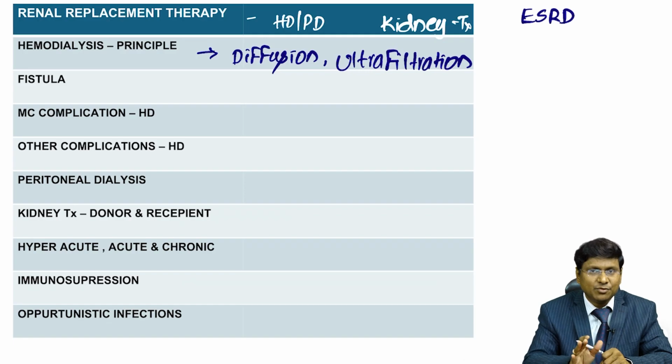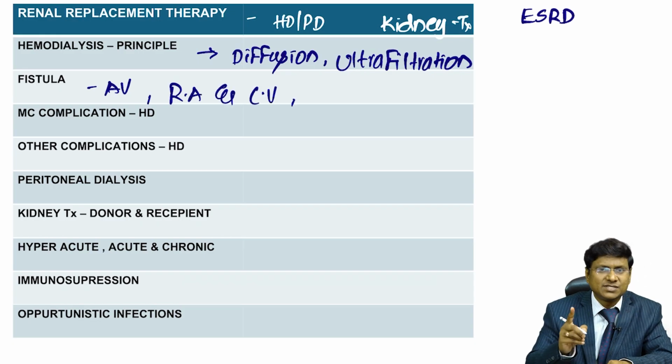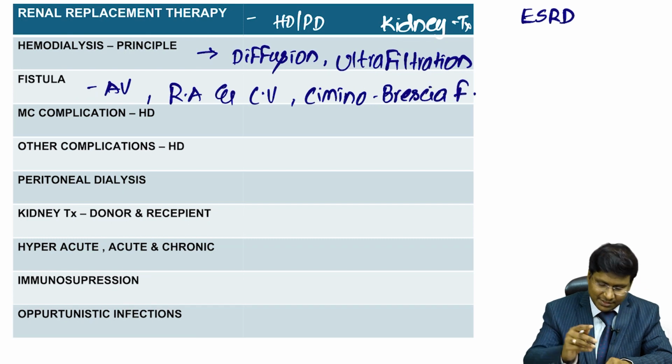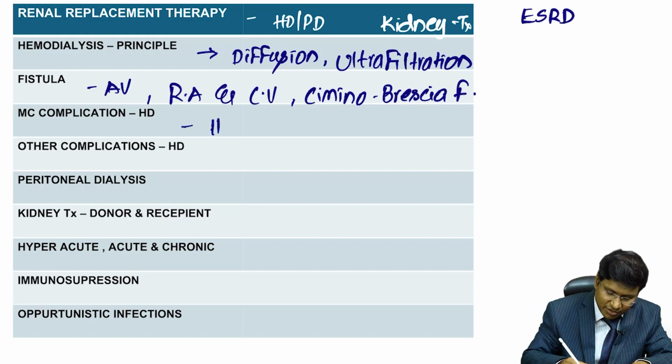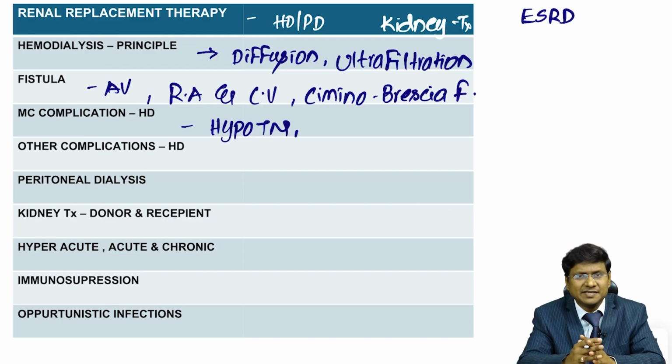And whenever you are doing hemodialysis, you need to create an AV fistula, and this particular fistula is created between the radial artery and the cephalic vein. It is called the Brescia-Cimino fistula. And what is the most common complication of hemodialysis? The most common complication will be hypotension, because an excess amount of fluid is taken out and sent into the dialyzing machine, and that can result in the development of hypotension.